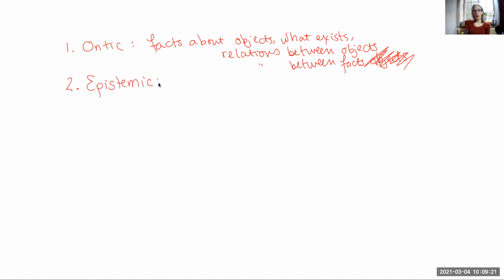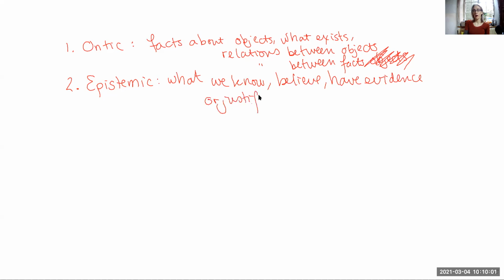But in fact, most of the time, we are arguing at a slightly less rarefied level. We're arguing with things that we know something about, or that we believe, or that we have evidence for, or that we have good reason to think are true, or that we have justification for. And so this is what I'm going to call the epistemic level. So this is about what we know, or what we believe, or what we have evidence or justification for.